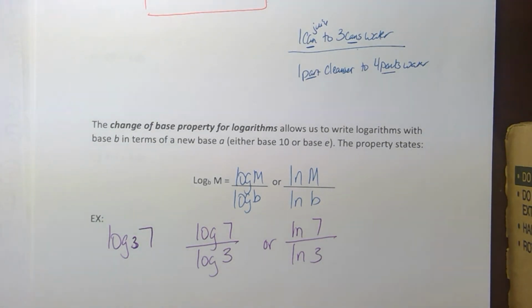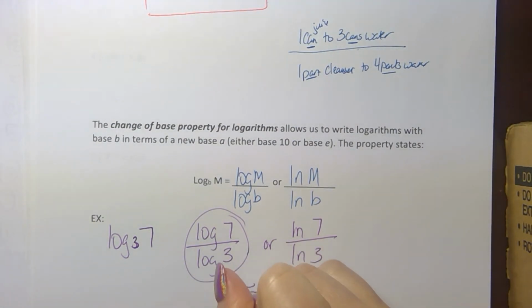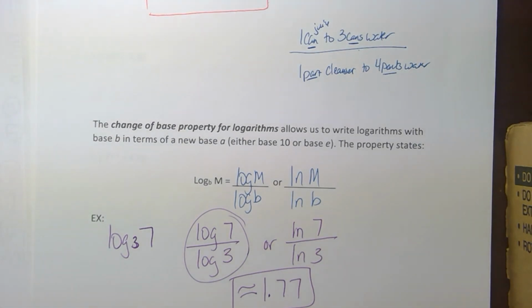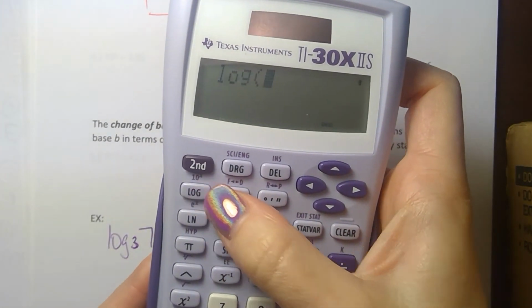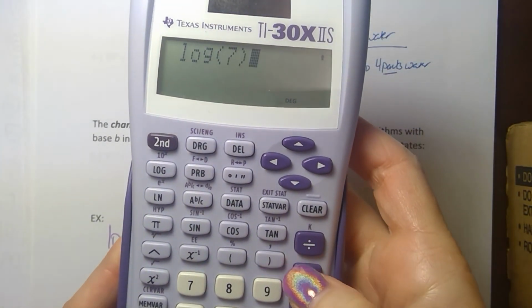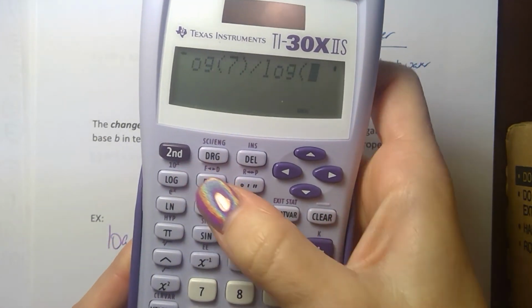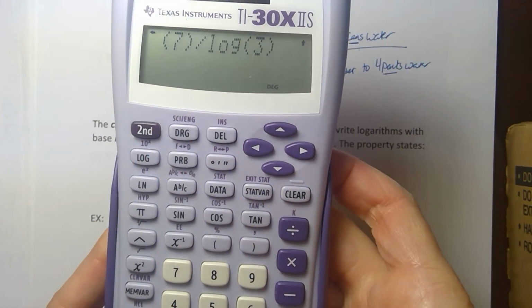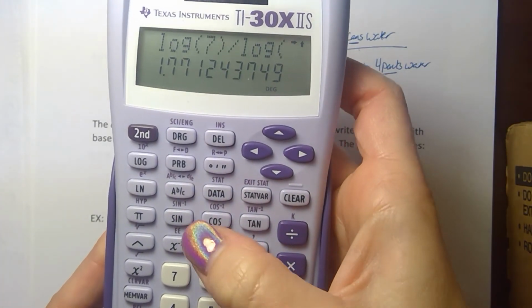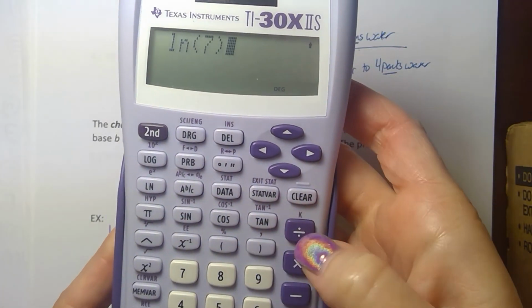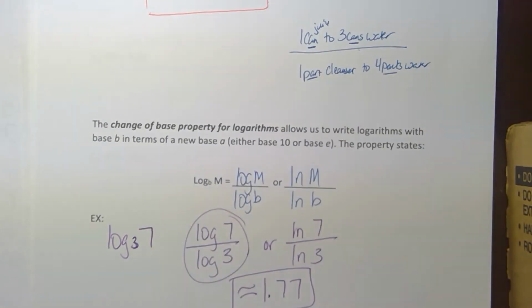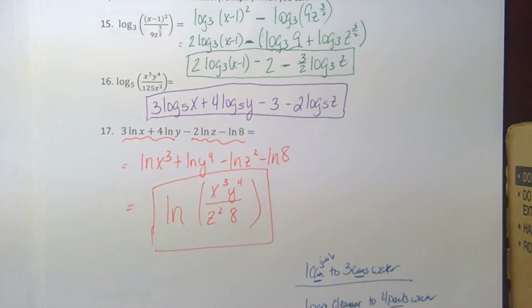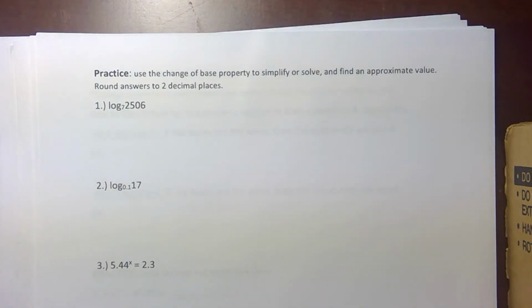When I plug either one of those into my calculator, I should get approximately 1.77 if I round to 2 decimal places. For example, if I do common log 7, close that parentheses, divided by common log 3, close that parentheses just to make it pretty, there's my result. Or I could do natural log 7 divided by natural log 3, and I get the same result. Because it's a ratio, the units divide out and it gives you the same result.